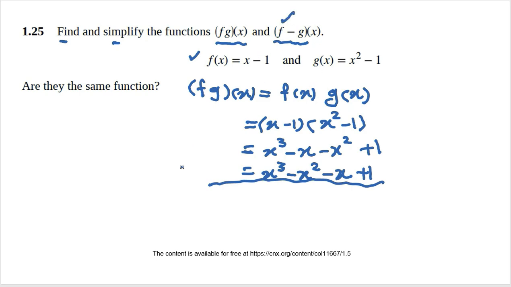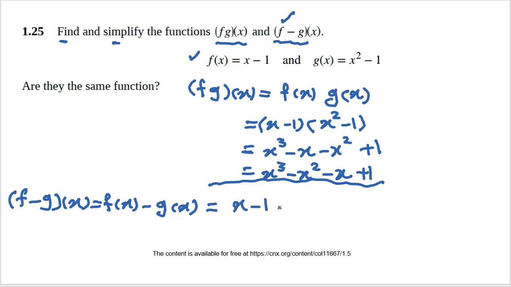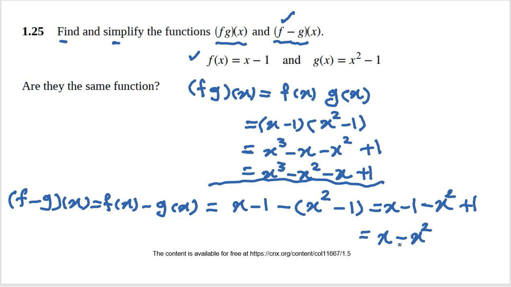And f minus g of x is equal to f of x minus g of x, and that's equal to x minus 1 minus x squared minus 1, which is equal to x minus 1 minus x squared plus 1, which is equal to x minus x squared. So again, they are not the same functions.